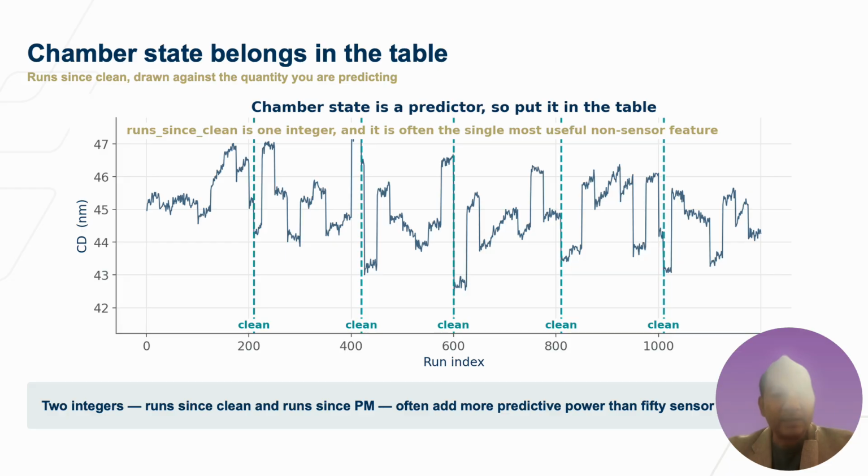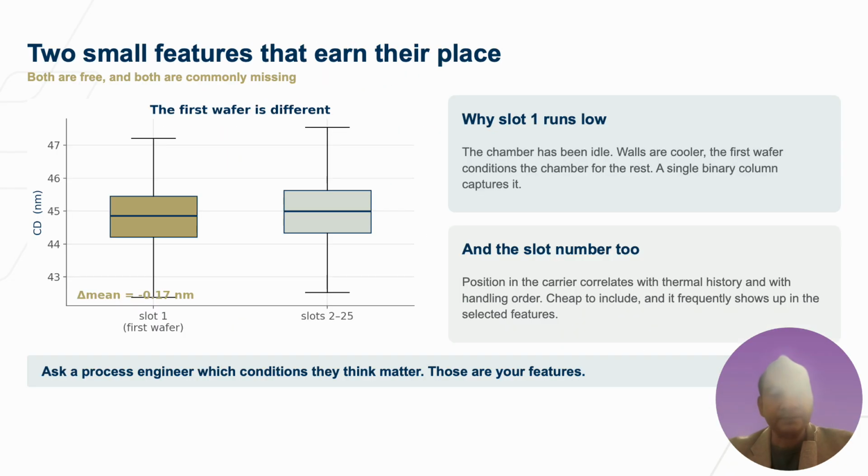In my experience, and this matches the published work, those two integers frequently add more predictive power than 50 sensor columns. They are free, they are in the maintenance log, and they are often missing from the feature table because the maintenance log lives in a different system. Ask what the tool remembers and find a column for it. Two more small features, both free and both commonly missing.